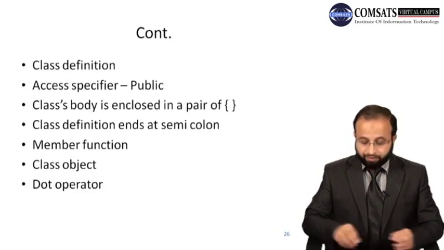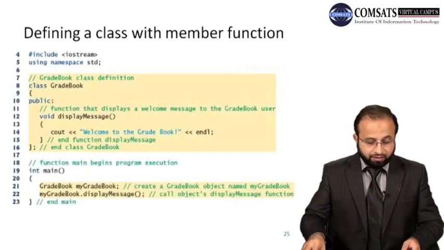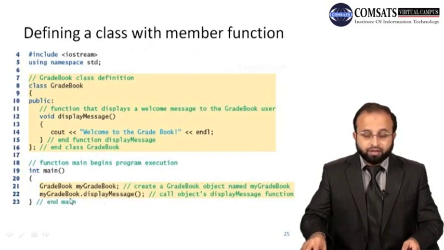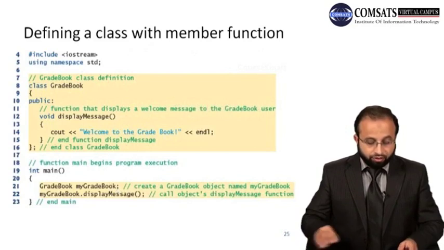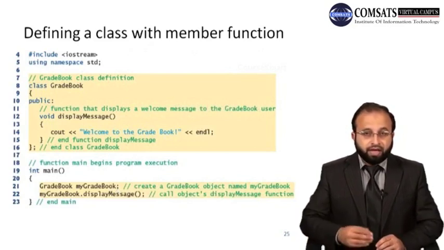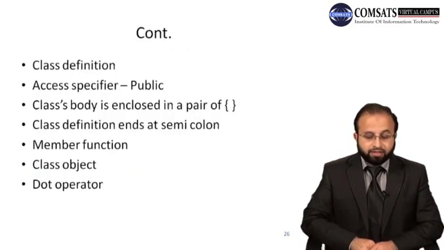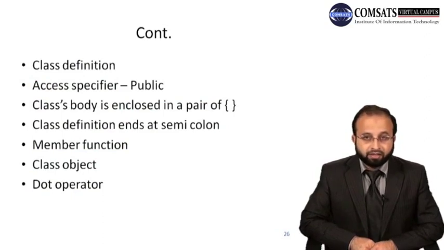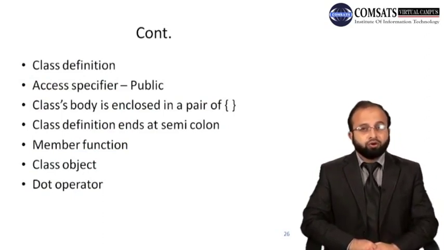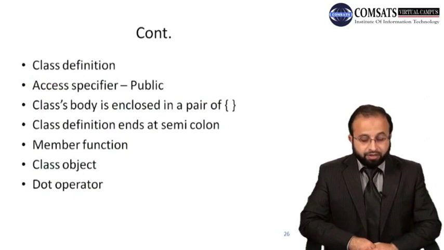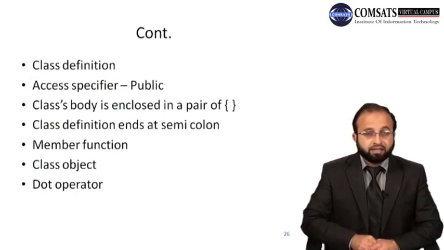And this is what we have seen in the previous slide. Let me show you again that you are accessing this display message function using the object my gradebook. Let's say we have another object my gradebook, and then another object my gradebook 1. You can call the display message function with any of these objects, right? And then we have seen that the class body is enclosed in a pair of curly brackets, opening and closing, same as a function, and the class definition ends at a semicolon.